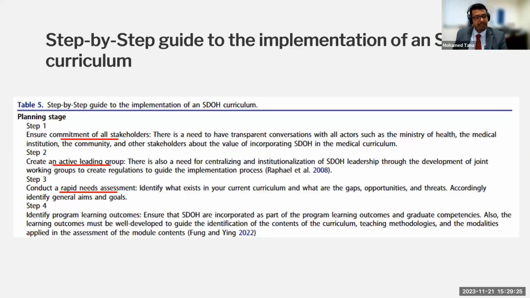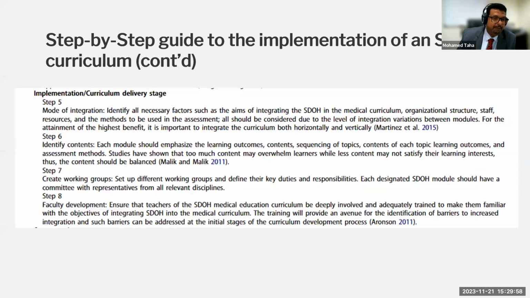And by conducting this rapid need assessment, you will identify what exists in the curriculum, because I believe that many of these elements are included in most curriculums, while we need to contextualize and to make sure that we are giving the appropriate information to the students at the appropriate level. And it's very important to identify the learning outcomes at program level and at the course level. This is at the planning stage.